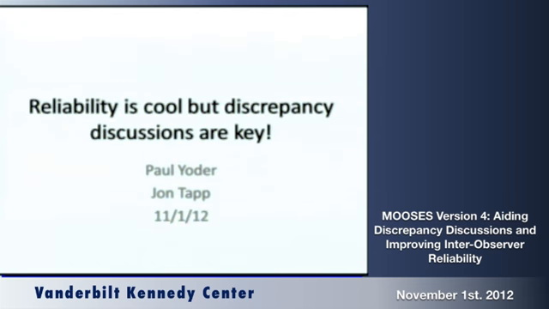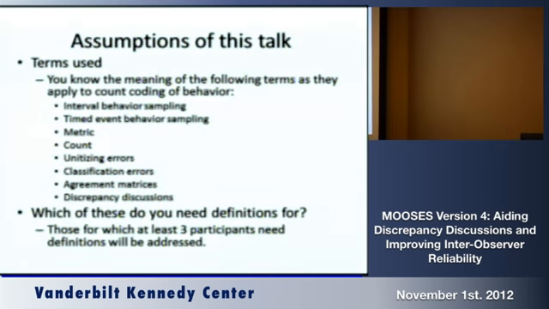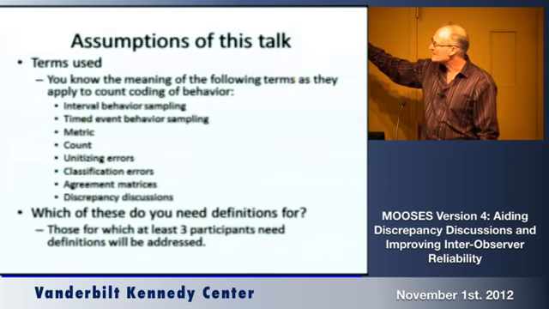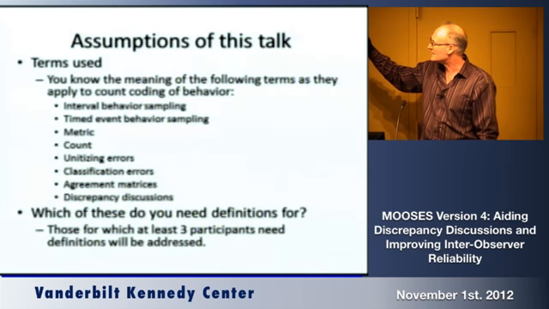Reliability is cool, but discrepancy discussions are key. So I'm going to try to show you why discrepancy discussions are so easy now, to encourage you to do them more often. As far as I know, the new MOOSES program is the only one that does the functions that I'm going to be talking about. I am going to be assuming that you know some terms: interval behavior sampling, timed event behavior sampling, metric, count, unitizing errors, classification errors, agreement matrices, and discrepancy discussions.